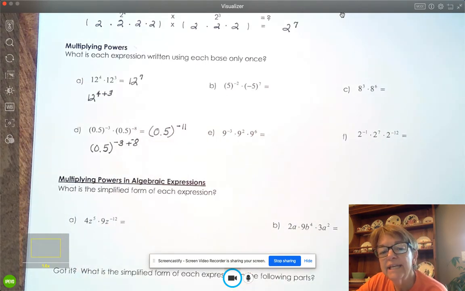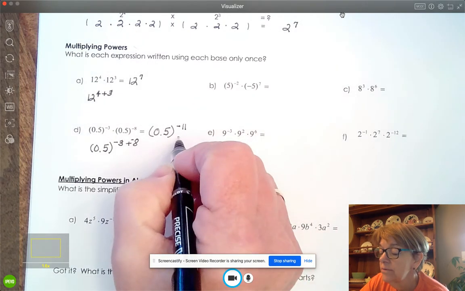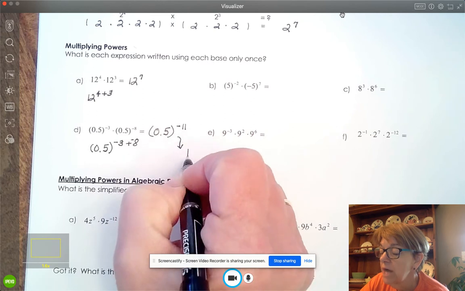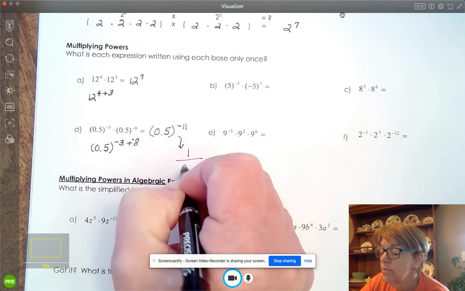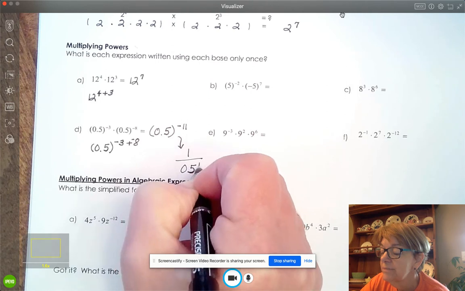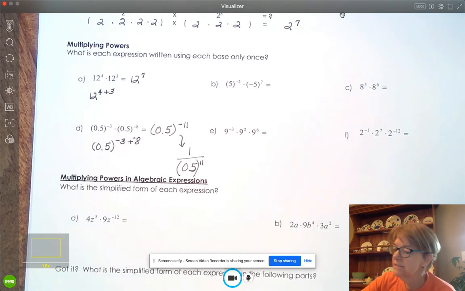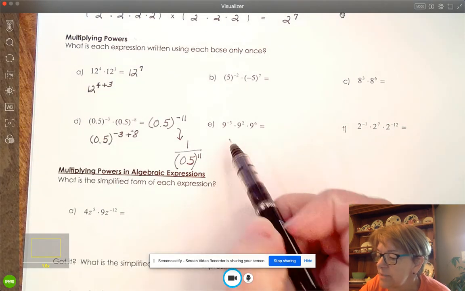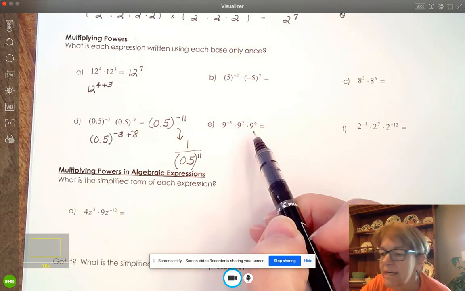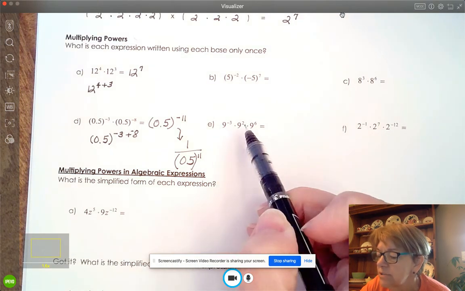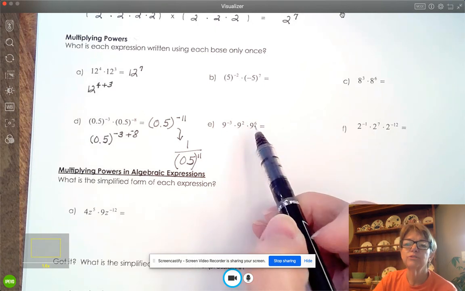And as we have seen, we do not like writing exponents as negatives. So what that would be is 1 over 0.5 to the 11th power. It becomes positive when we move it from the numerator to the denominator or the denominator to the numerator. If you're looking at ones like these, the base is all 9. I just add up negative 3 plus 2 plus 6. That is what the power would be.